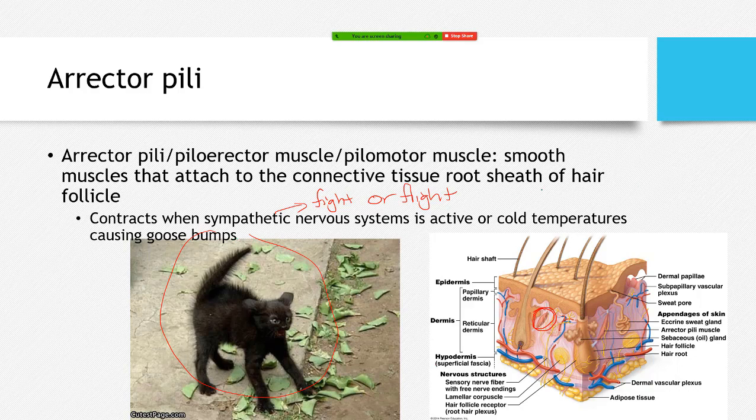At the same time, at cold temperatures, the erector pili muscles are going to be activated as well. Evolutionarily, once again, it activates so that it could trap warm air so that it provides a warmer temperature for the animal. But for us, it doesn't really provide that much of that type of protection.